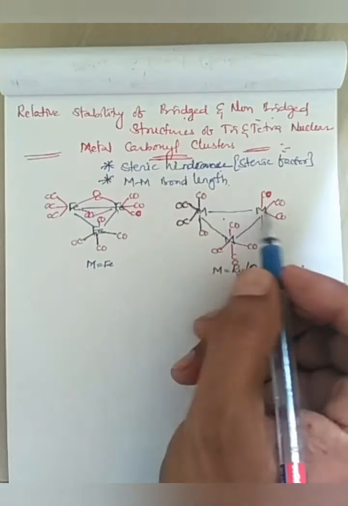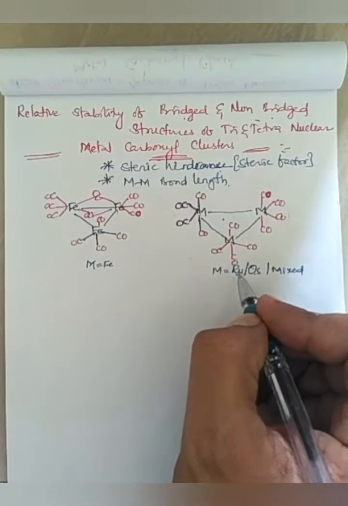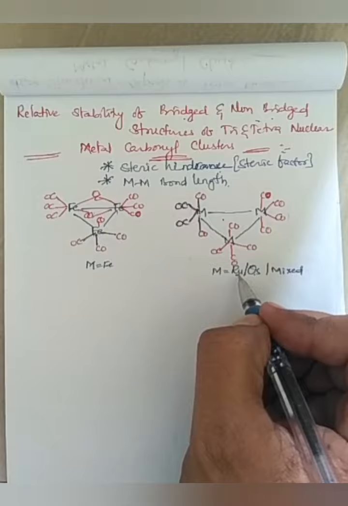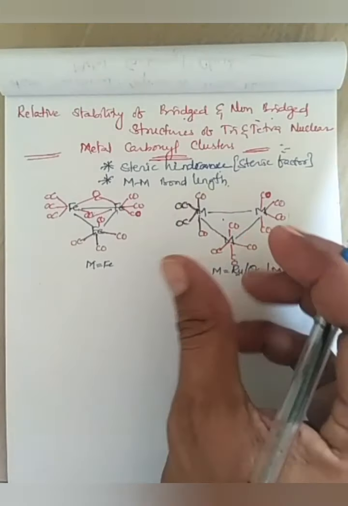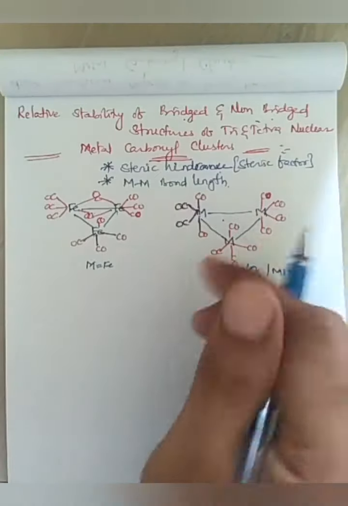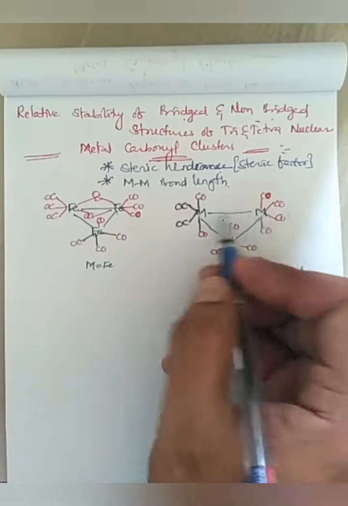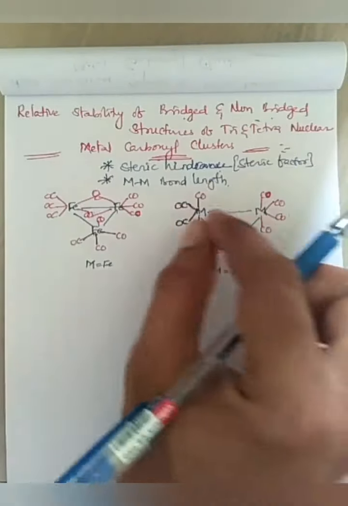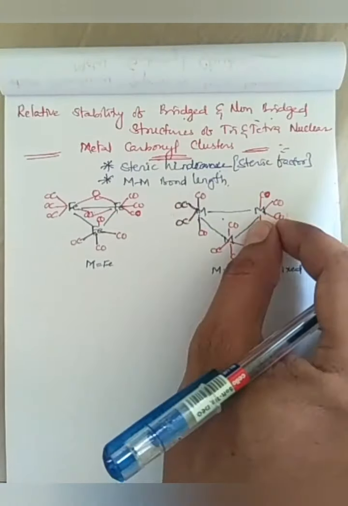So like that, in these three groups, when the metal is ruthenium or osmium rather than iron, the molecule becomes larger and larger, so there will be some steric hindrance. They will go away from one another, right?